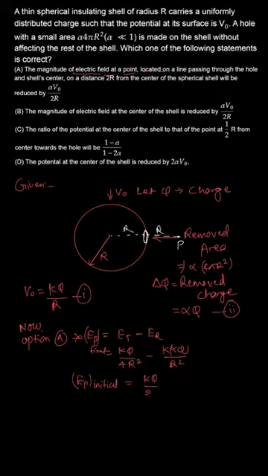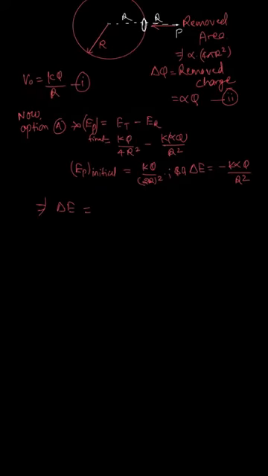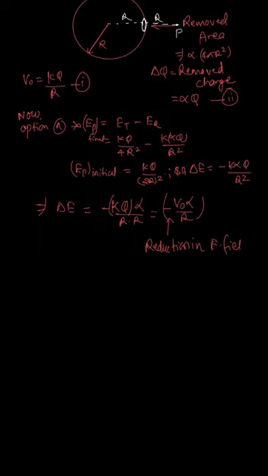Now initial, what was it when there is no removal of the charge? Then definitely it will be KQ by 2r square, that is KQ by 4r square. So definitely the change in electric field can be written as final minus initial. So this will get cancelled out, and we will have minus K alpha Q by r square. So that is the change in electric field at that point. So this we can also write as minus V naught alpha by r, where minus denotes that this is a reduction in the electric field at that particular point. So option A is incorrect.